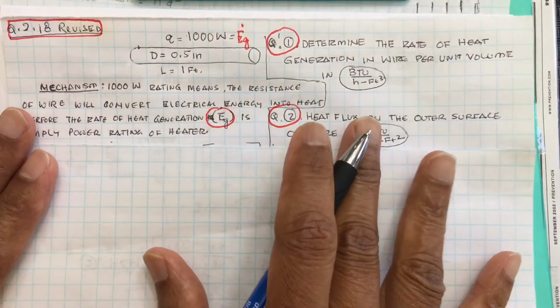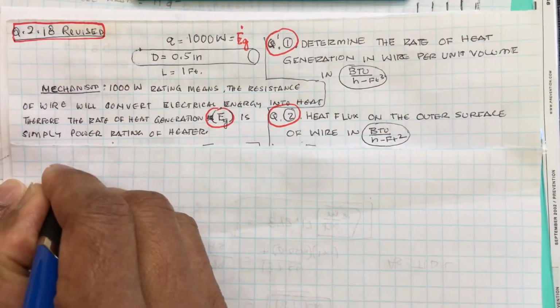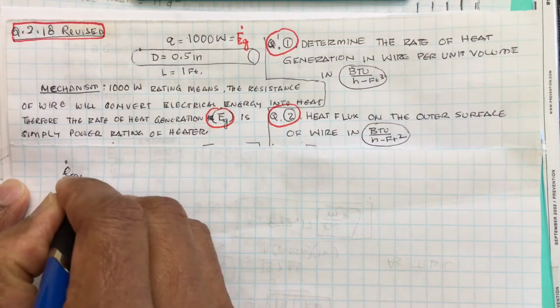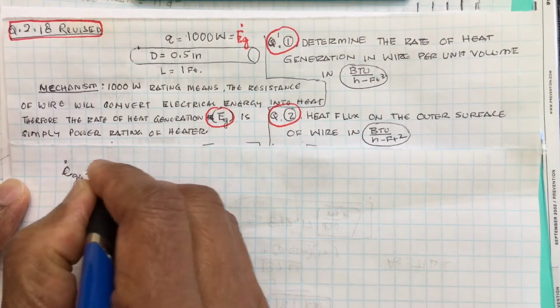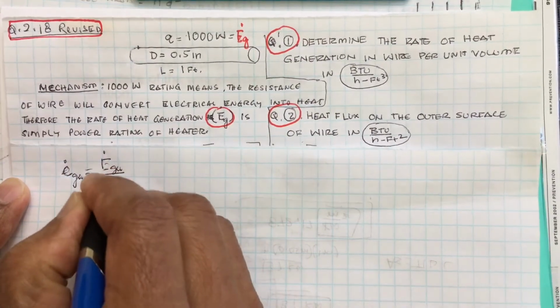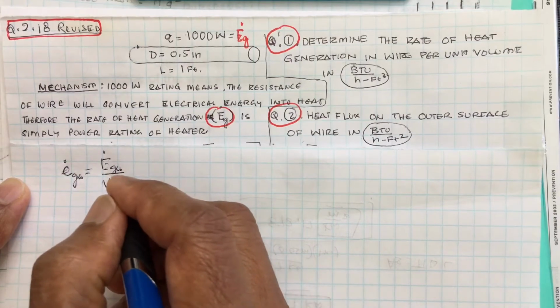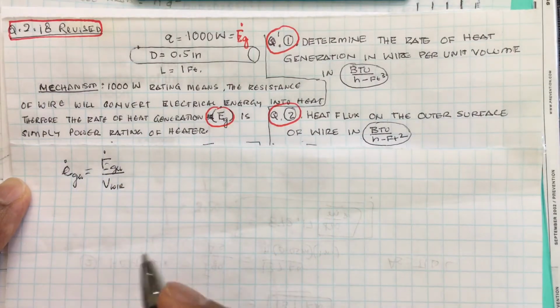So the first thing is heat generated per unit volume. That was question number one. The symbol for that is small e, equal to capital E divided by the volume of the wire. Volume of the wire is pi d square over 4, right? Pi d square over 4 is the area, times the length.